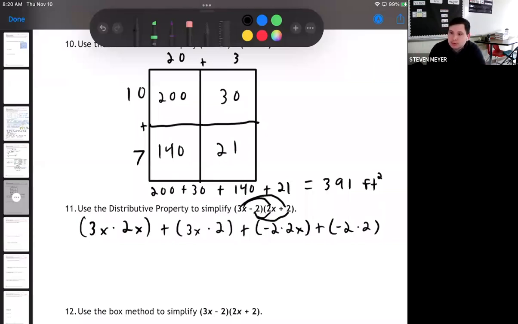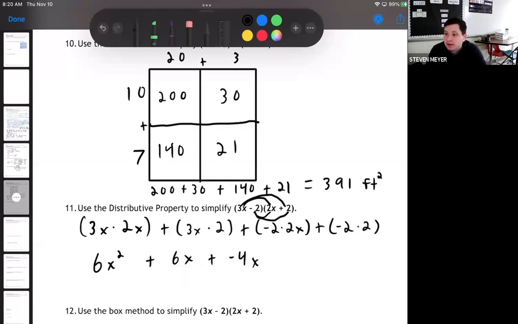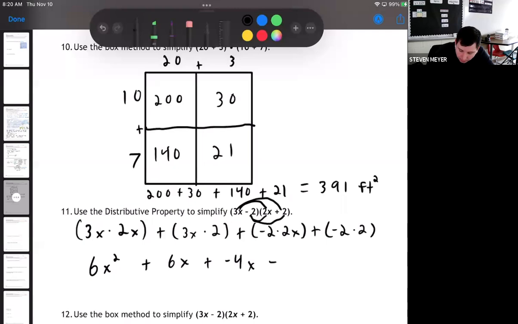Okay, when we're doing multiplication, remember that you are also multiplying the variables by each other. So 3 times 2 is 6. And then x times x is x to the power of 2. 3x times 2 is 6x. Negative 2 times 2x is negative 4x. So I still have the plus the negative 4x. And then negative 2 times 2 is negative 4.